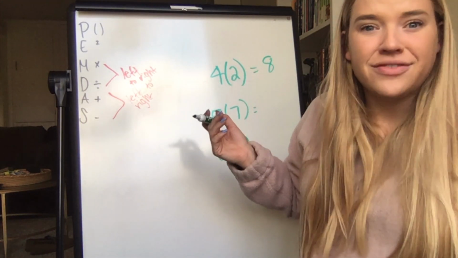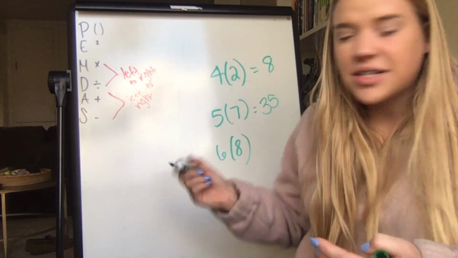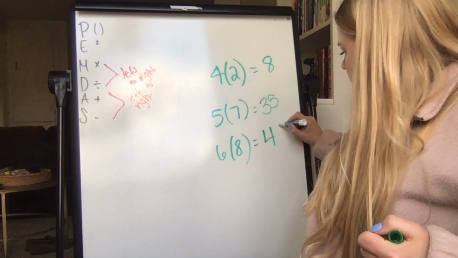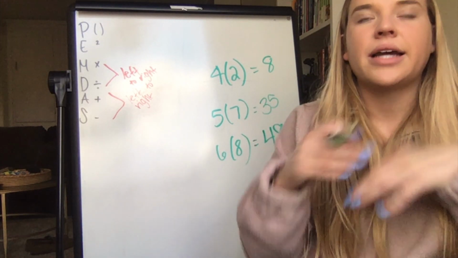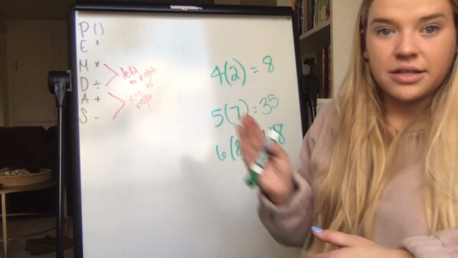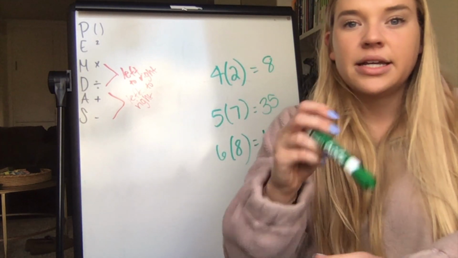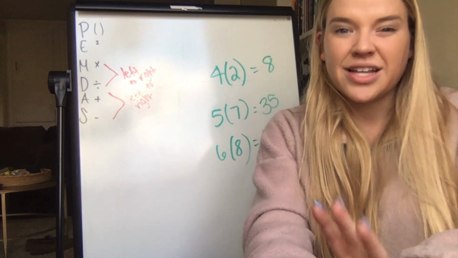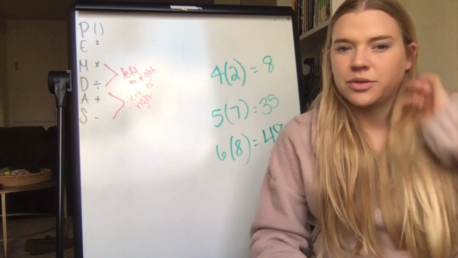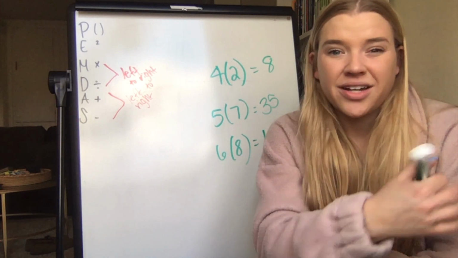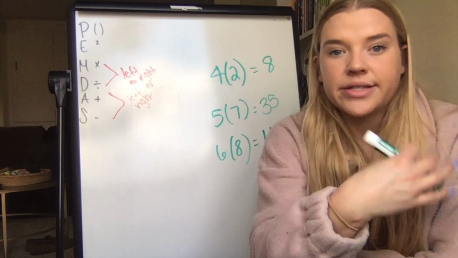This is just 5 times 7, which would be 35. And this is just 6 times 8, which equals 48. So if anything comes up and it ends up being in this form where you have to solve, just know that the parentheses symbolize multiplication. So that's how you would solve that. But if you come across anything that you have no idea how to solve or what the next step was, just let me know, message me, comment, and I can help you out with solving them.